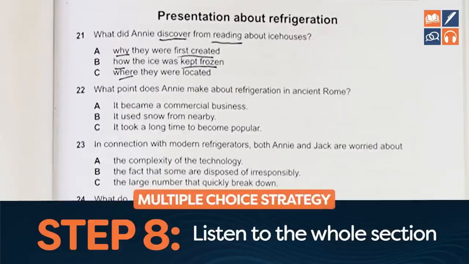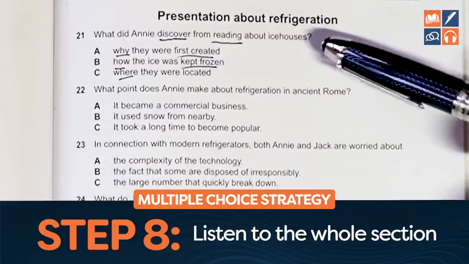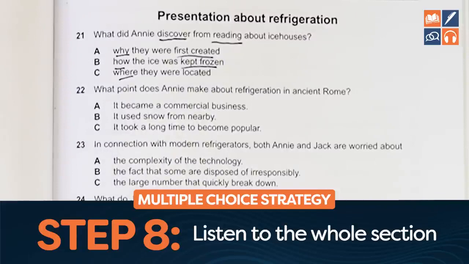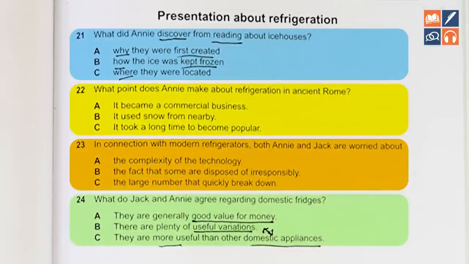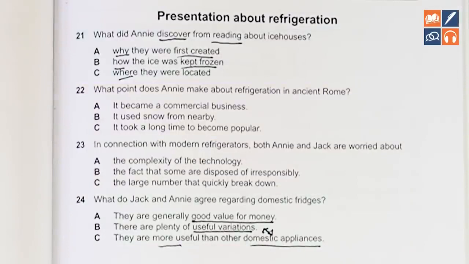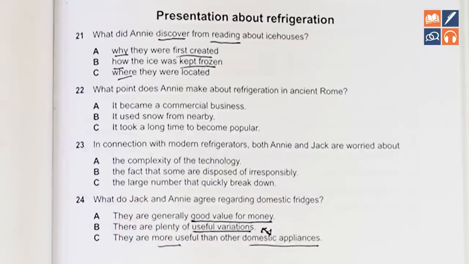Listen to the whole section. So the section where she's talking about reading about ice houses, do not listen for the first thing that she says. Listen to the whole section and then decide your correct answer. Because there will be distractors, she might change her mind, she might talk about other things. You're trying to break the recording down into 4 parts. So there's 4 parts here, there's 4 questions. You need to break the recording down into 4 parts. Okay, she's going to talk about this. Listen to that whole part, choose the correct answer. Then 22, listen to that whole part, choose the correct answer, and continue in that fashion.